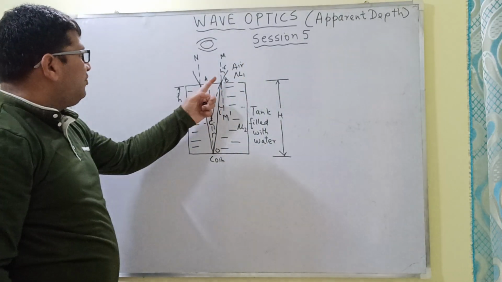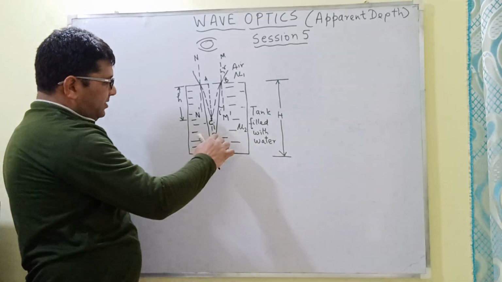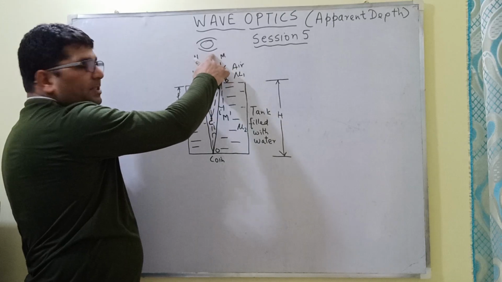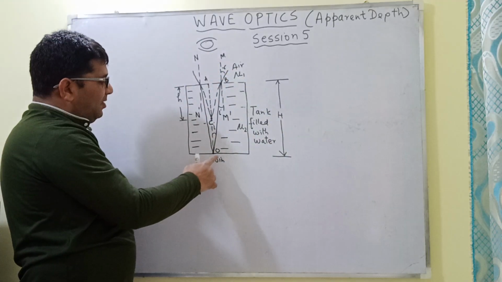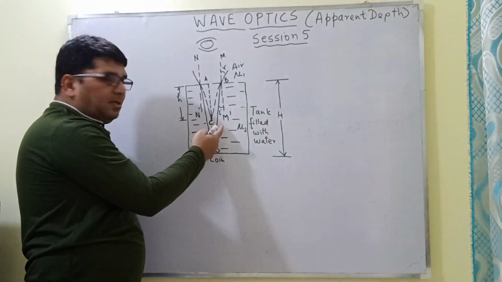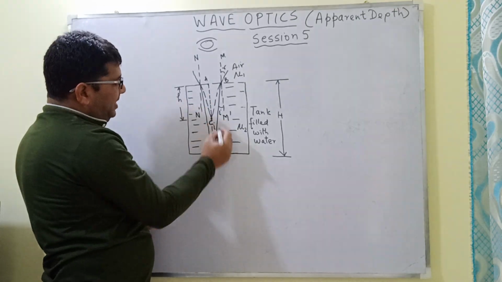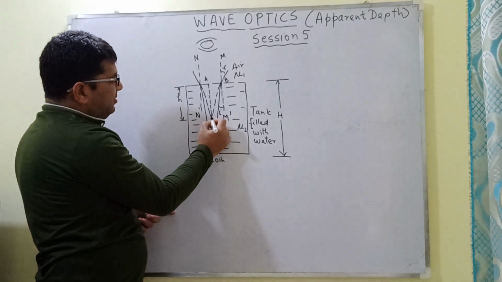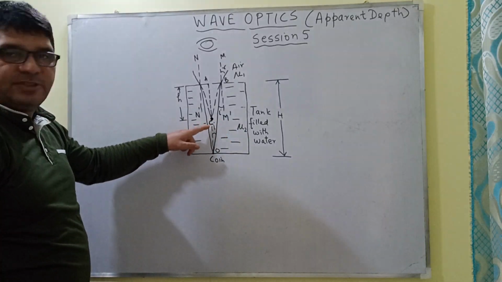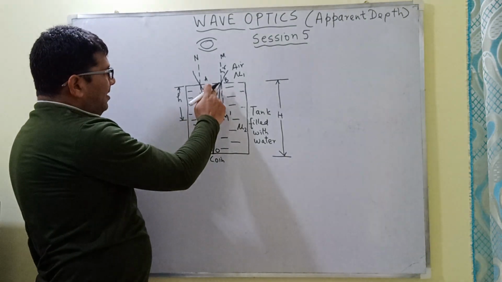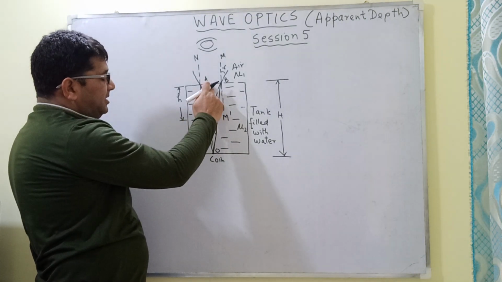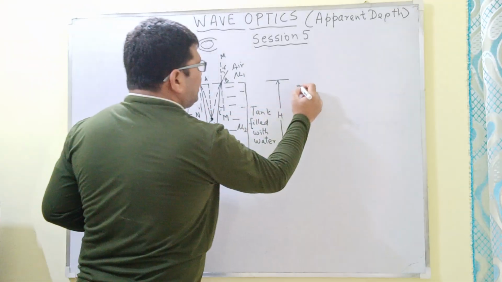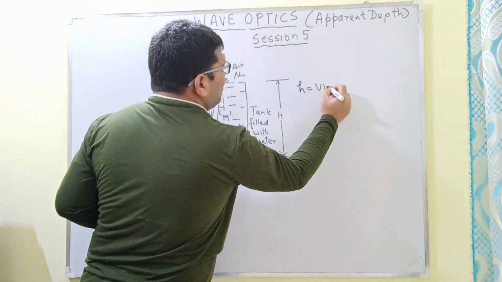Now, because of the refraction of light from this medium, water, to air, this person who is sighting this coin will find this coin to be raised by a certain height. He will be seeing this coin to be somewhere at this point, which I have denoted by C. Now, the depth of this virtual height, h, is the virtual height of the coin.